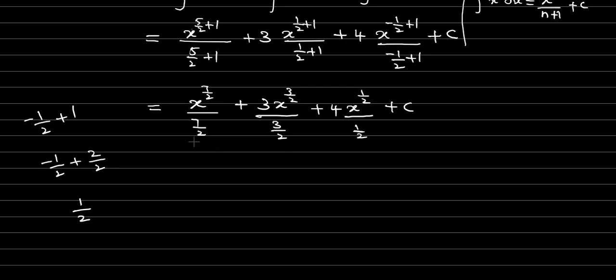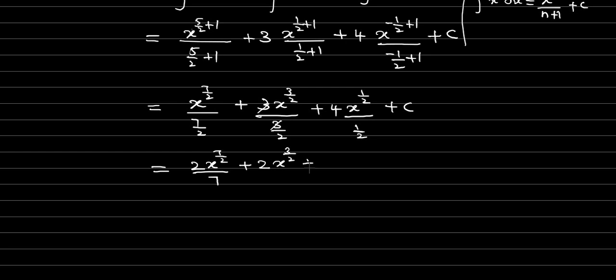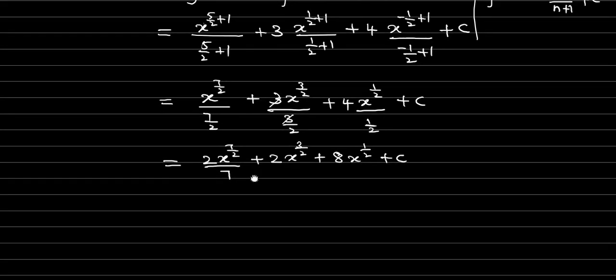Okay, now for the 7, it is basically the denominator. The denominator will go to the numerator. Now all denominators we are going to take to the numerator. If we take it to the numerator, what happens? 2x power 7 by 2 by 7. Next plus, this 3 cancels. So the denominator goes to the numerator: 2x power 3 by 2 plus, and the denominator goes to the numerator, already we have 4. 4 into 2 is 8. So 8x power 1 by 2 plus c. So that's all this sum.